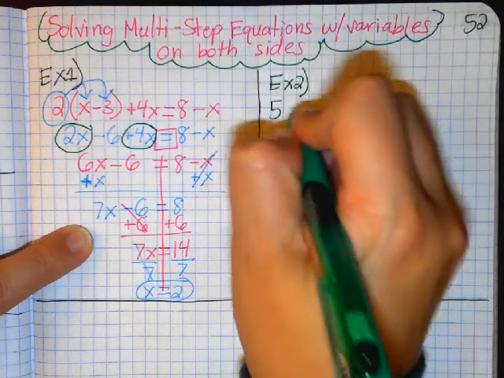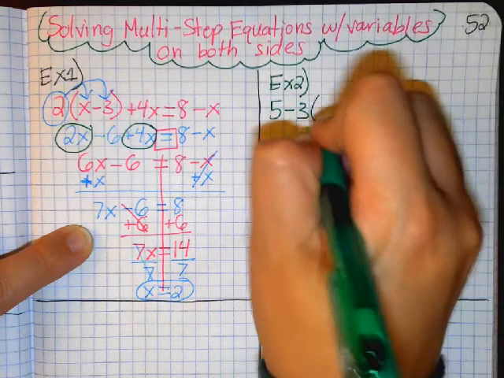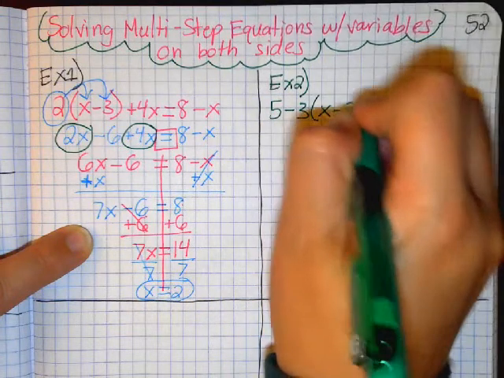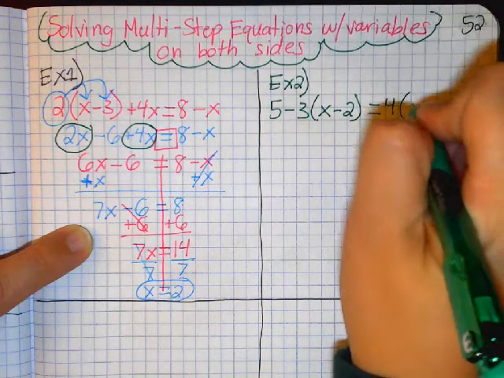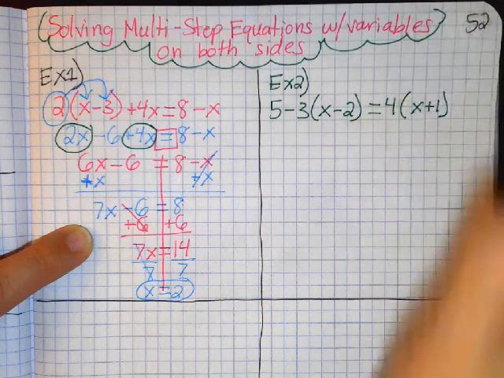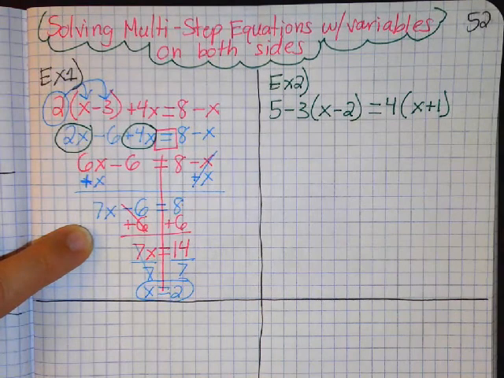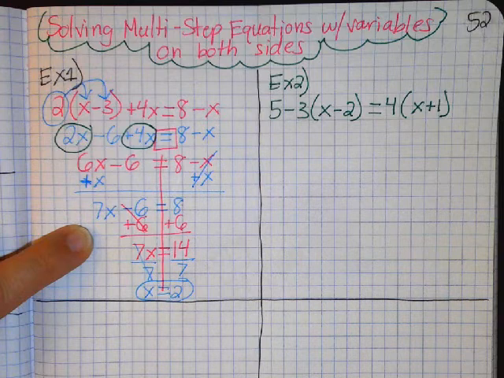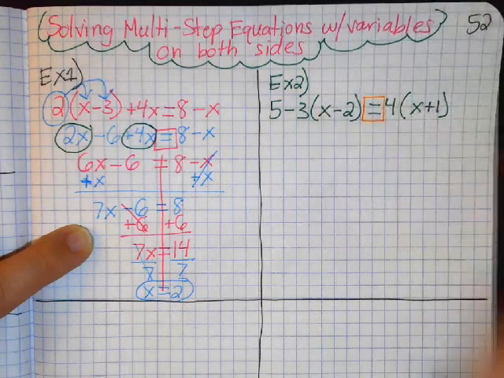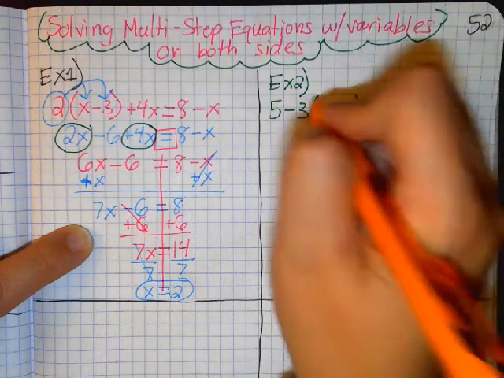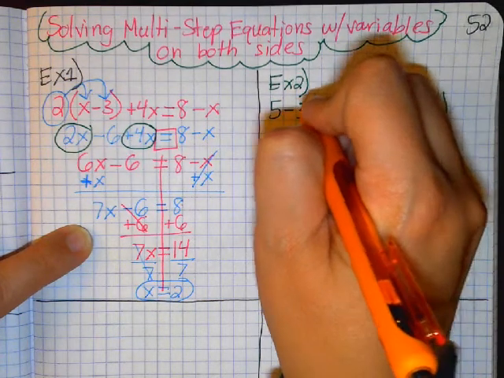Example number 2. 5 minus 3(x minus 2) equals 4(x plus 1). So we're going to distribute first, and then we're going to combine like terms before we do anything involving the equation. Remember, whatever we do to one side, right now we're just sticking to the one side.